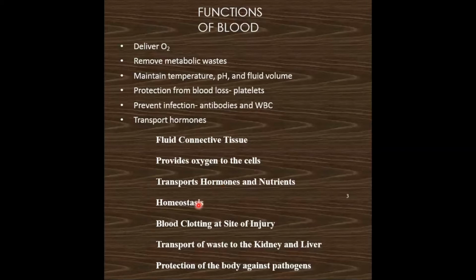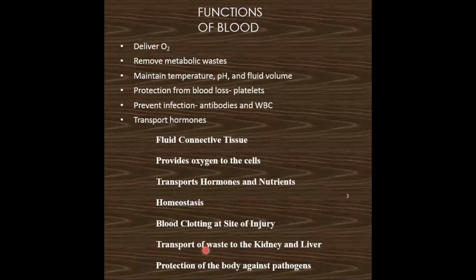Homeostasis. Blood helps to maintain the internal body temperature by absorbing or releasing heat. We know that the optimum body temperature for a human being is 37 degrees, and that is maintained with the help of our blood. Blood clotting at site of injury. The platelets and the proteins present in the blood help in the clotting of blood at the site of injury. Platelets along with the fibrin. Fibrin is a form of protein which forms a clot at the wound site and blocks the blood loss, and also helps to block any type of infection that is possible to attack our body.